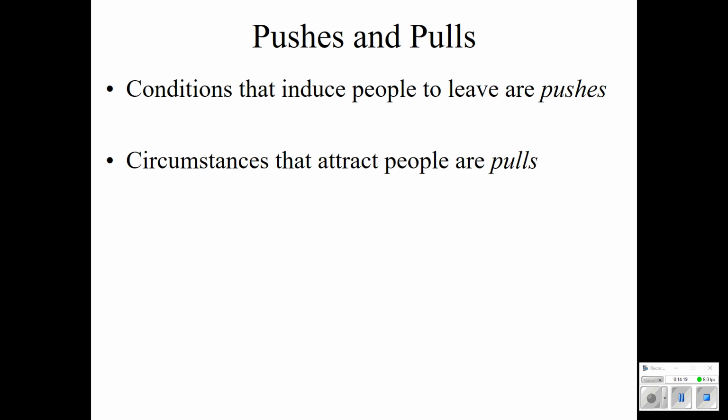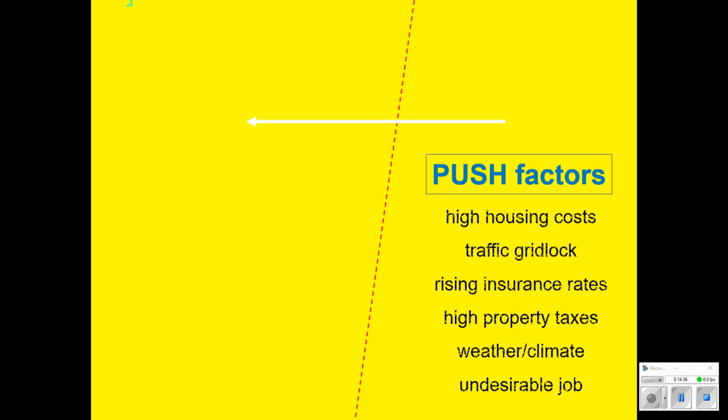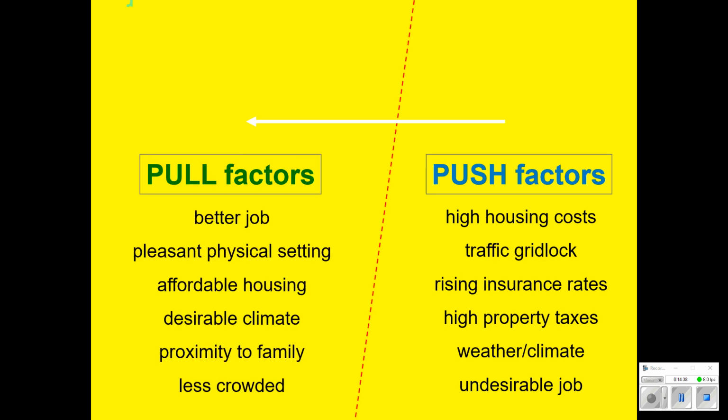Pushes and pulls, we've talked about them a little bit. The conditions that cause people to leave are called pushes, and the conditions that attract you from far away are generally called pulls. In reality, there's a little bit of both all the time. And we've talked about some of those. We'll certainly look at that when you do the migration work in your Chromebook. And then finally, just a couple of examples of pushes and pulls so that you can see it.